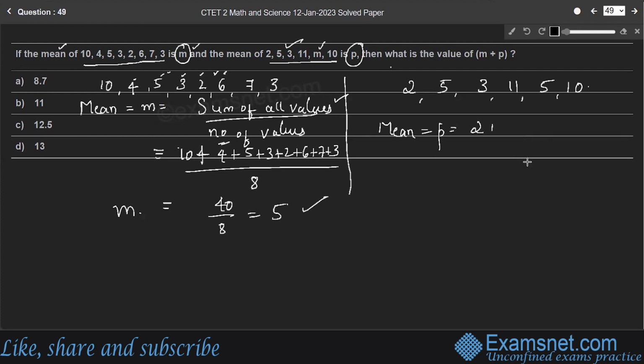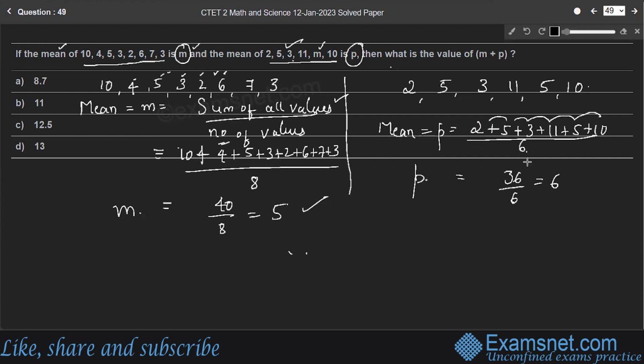So it is 2 plus 5 plus 3 plus 11 plus 5 plus 10. So in the second observation, we have 6 values, so divided by 6. Therefore, 2 plus 5 is 7, plus 3 is 10, plus 11 is 21, plus 5 is 26, plus 10 is 36. 36 by 6, which is 6. Therefore, the value of P is 6.